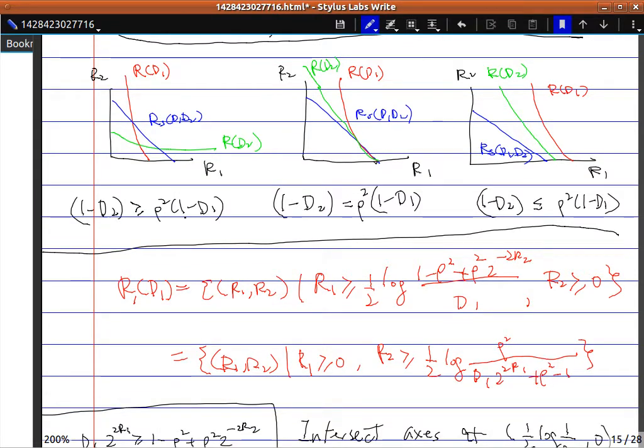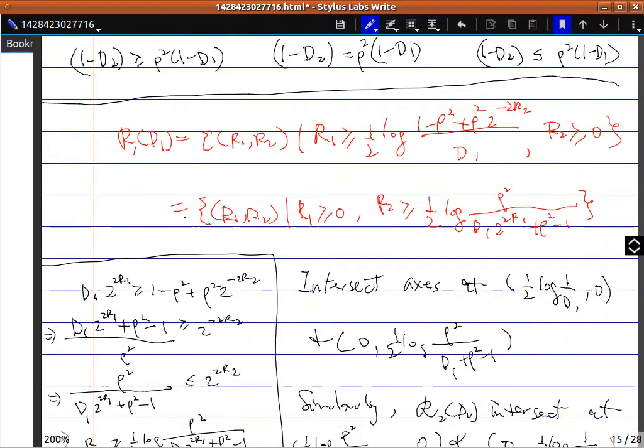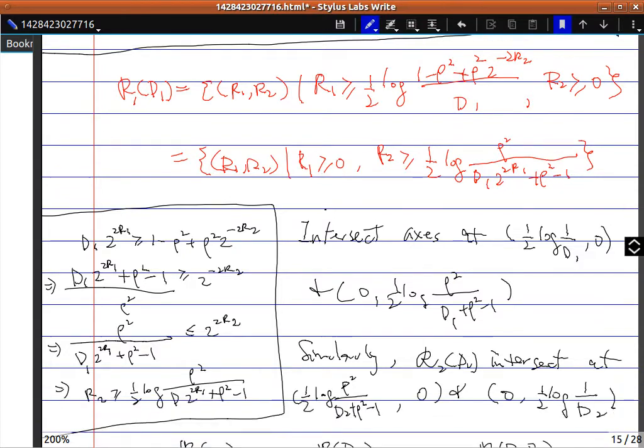Basically, let's see. Yeah, we have RD1 is given by this, and actually therefore we can also rewrite this as R2 is bigger than this. So actually we just kind of flip the condition here. So instead of having R2 as the dummy variable, we have R1 as the dummy variable.